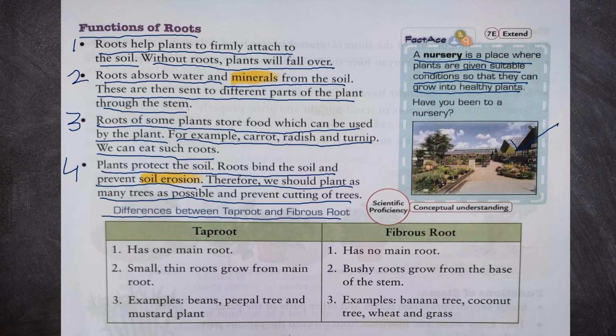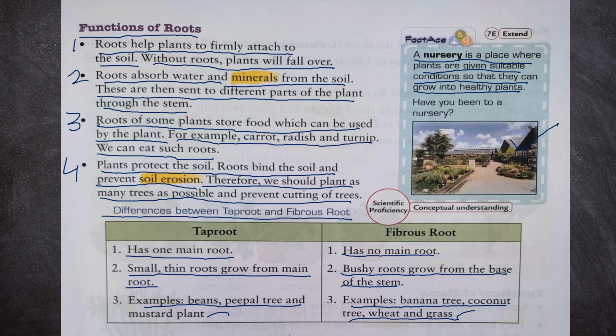Now we will see the differences between taproot and fibrous root. Taproot has one main root, whereas fibrous root has no main root. Taproot has small thin roots that grow from the main root. Fibrous root has bushy roots that grow from the base of the stem. Examples of taproot: beans, peepal tree and mustard plant. And examples of fibrous root are banana tree, coconut tree, wheat and grass.